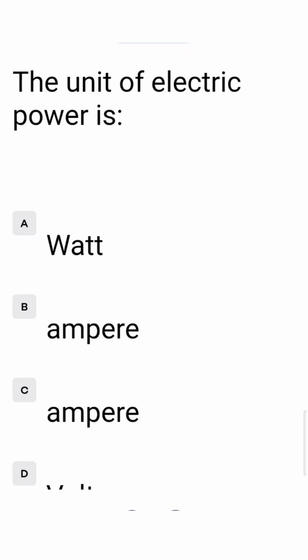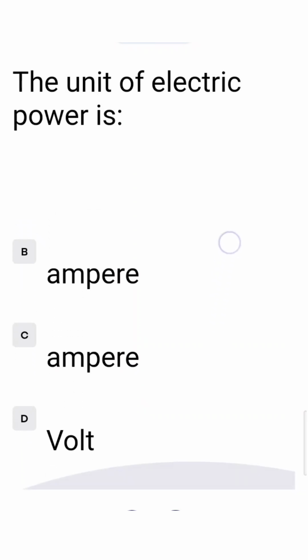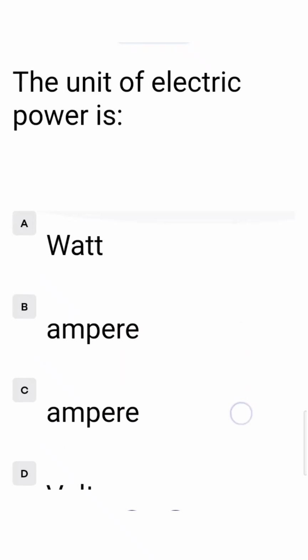The unit of electric power is: option A: watt, B: ampere, C: ampere, D: volt. The correct option is A, where it is written watt. The unit of electric power is watt. So we tick at option A.